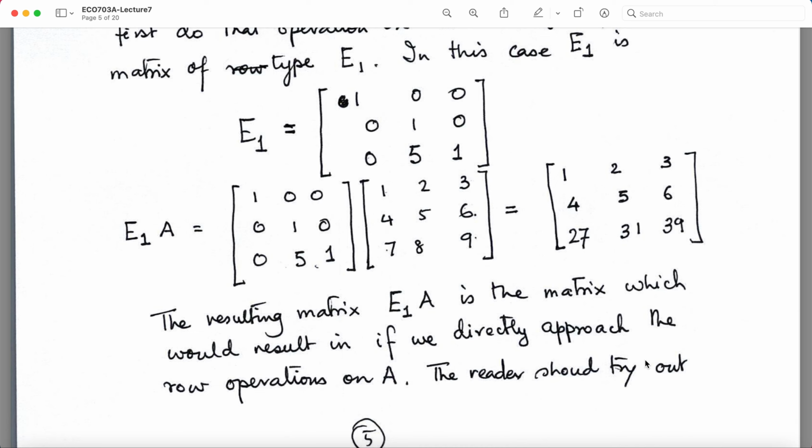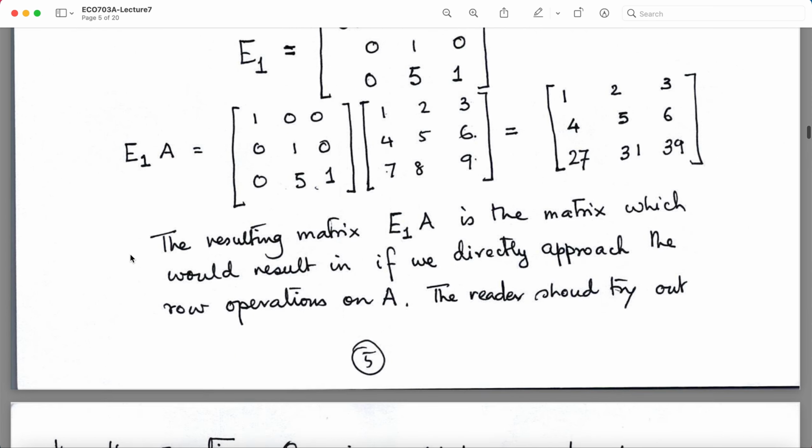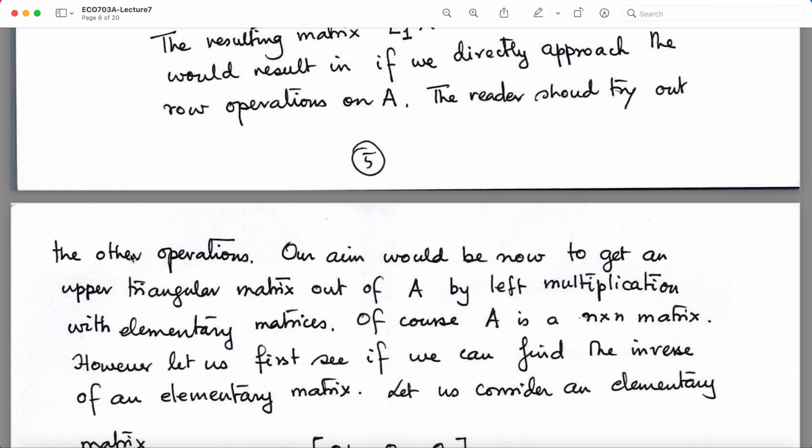So you see the resulting matrix E1A is exactly the row transformation that we wanted to do on A. If I have done 5 R2 plus R3 and replaced R3 with that, the transform matrix of A would be this. Obviously here it would be 33 and that is exactly equal to E1A. So now you see the power of using elementary matrices. So you can try out other operations, that's what it is.